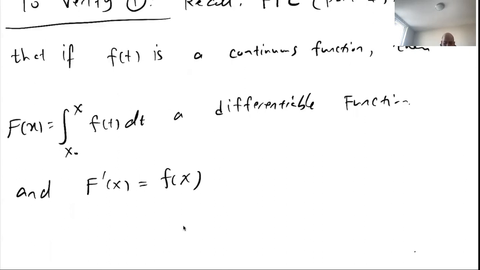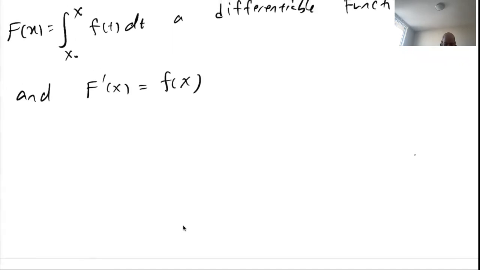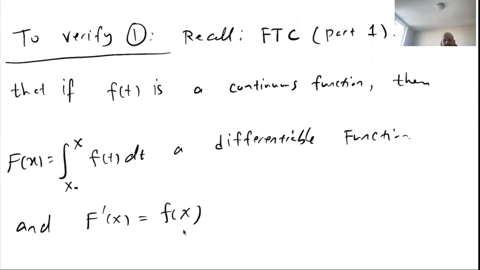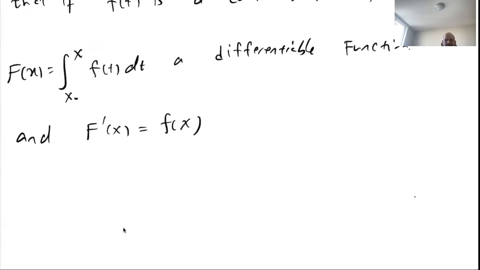So in our case, this is called FTC part 1. There was also FTC part 2, which helped you to find definite integrals, but FTC part 2 can be proved using FTC part 1. Now, so in our case above, what can we say?